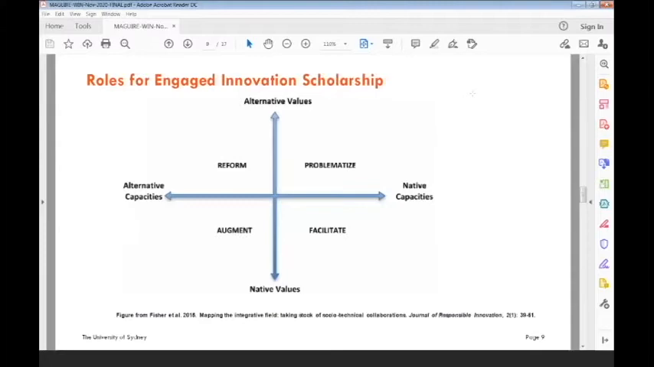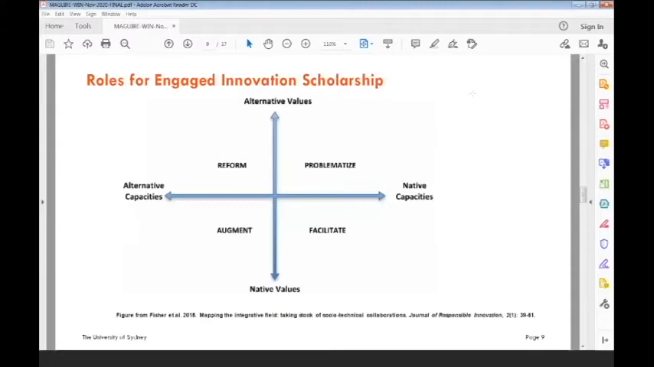On the y-axis, this refers to values, or what should be done. So at the bottom, native values. So how do scientists and engineers currently frame what they're doing? How do they define desirability? How do they operationalize sustainability? At the top refers to alternative values. So bringing in additional considerations, helping scientists to perhaps reframe their technologies or consider a broader set of values.